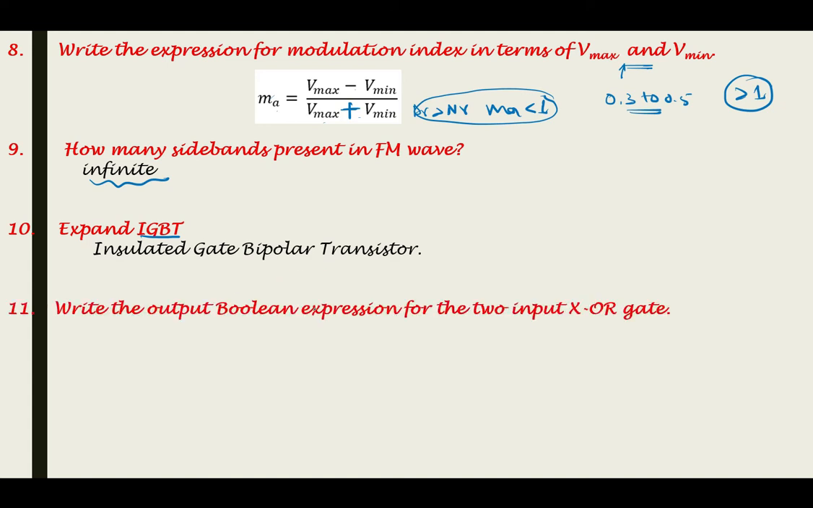Write the output boolean expression for the 2 input XOR gate. Usually we write A XOR B. Instead of this, it is better to write like this: A bar B plus A B bar.